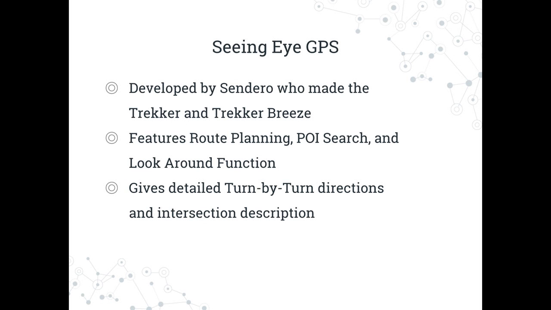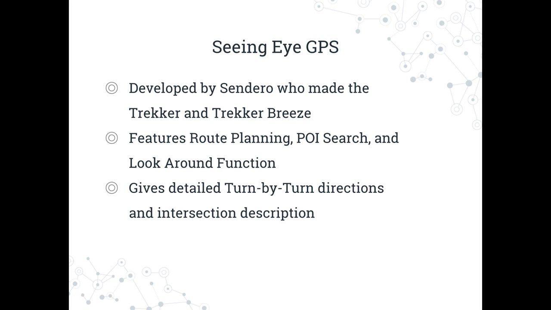Specifically, the Seeing Eye, which is the iPhone-based application, is developed by Sendero, who has been in the field for a long time developing accessible GPS options. Specifically, they developed the Trekker and Trekker Breeze, which is a handheld GPS device developed for people who are blind and visually impaired, and just really a great tool. However, it's a little expensive for some people, so this offers an iPhone-based platform that has a lot of the same technology and features.